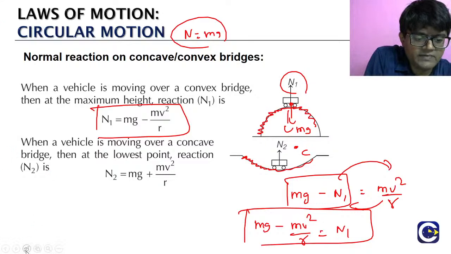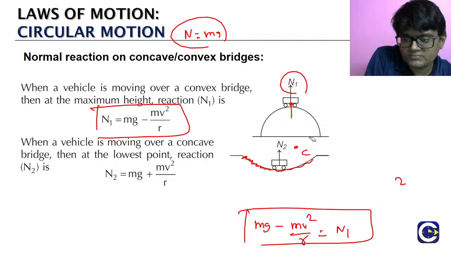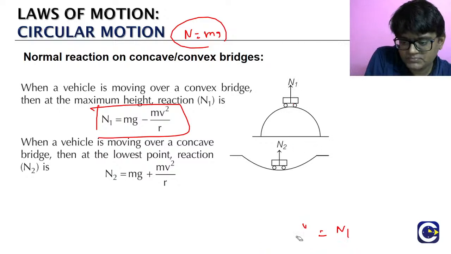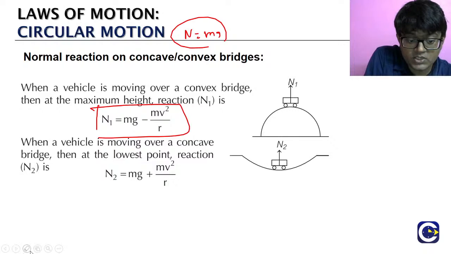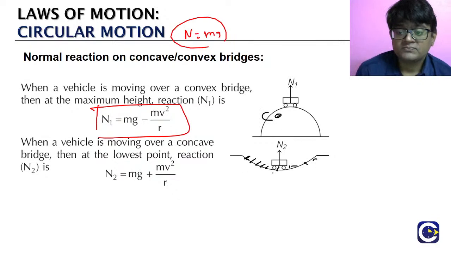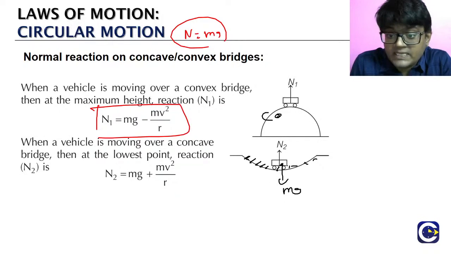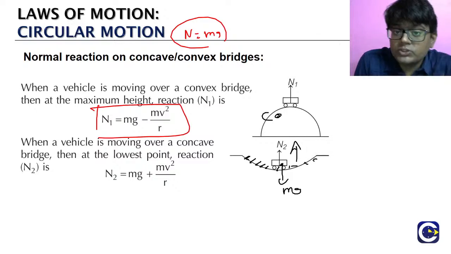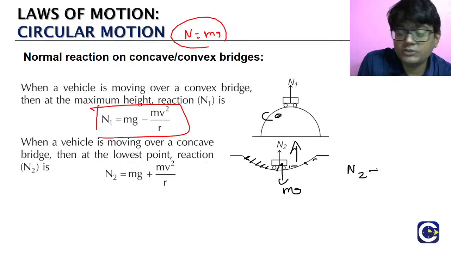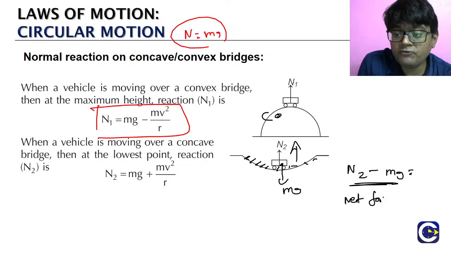In the second situation, when you are getting onto a concave type of bridge, what do you observe? Look, this is a concave shape. The center comes here. We have to look at the net force towards the center of the circle, which means the net force should be upwards. So the upward force N2 minus the downward force mg is the net force towards the center of the circle.